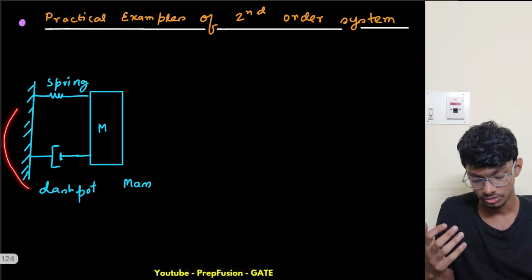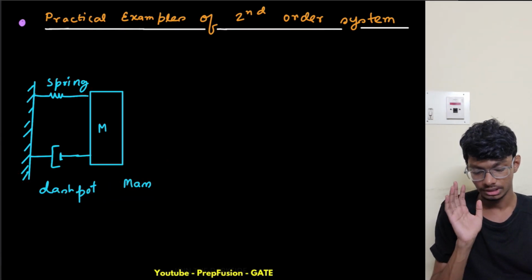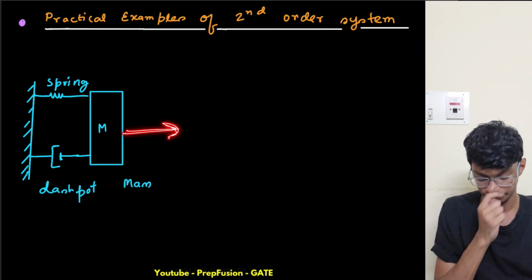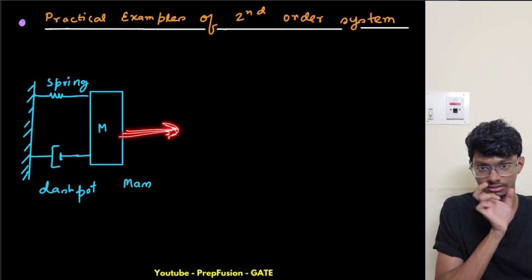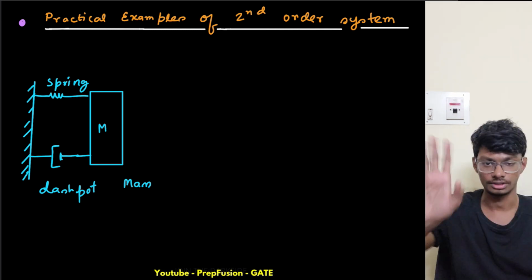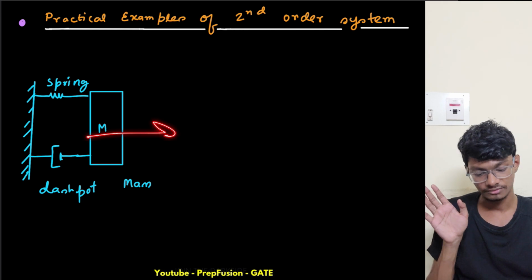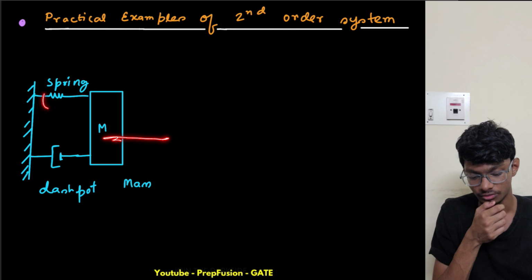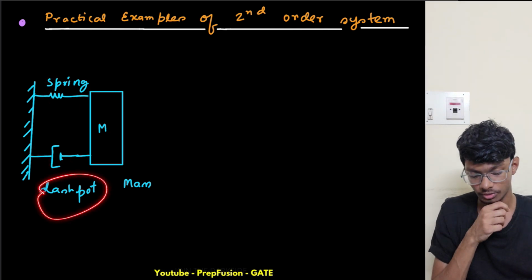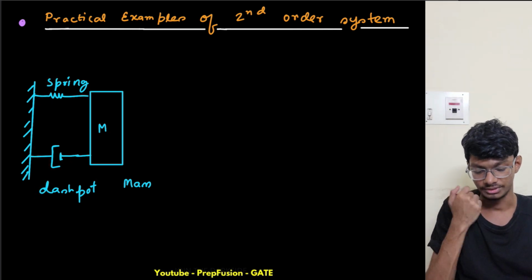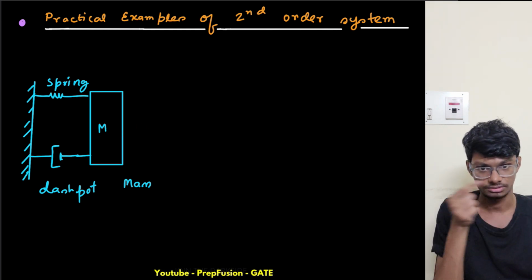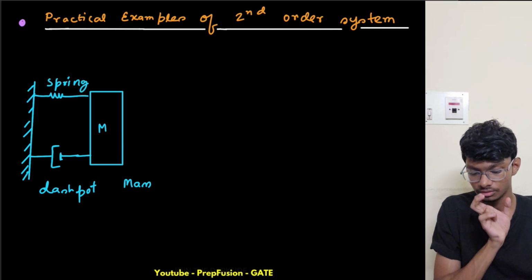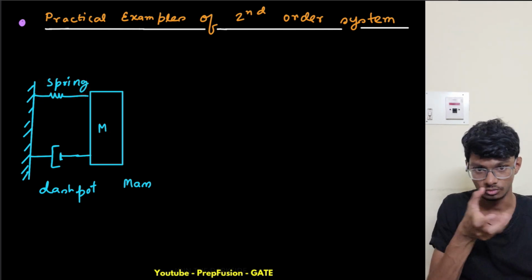From this example we can also understand: if I apply some force to this mass and then leave it, what will happen? The force will push the mass, and then it will come back again due to this spring and this dashpot. The dashpot will oppose the direction of motion of the mass, and the spring also, as there is some displacement, will oppose it due to the displacement.